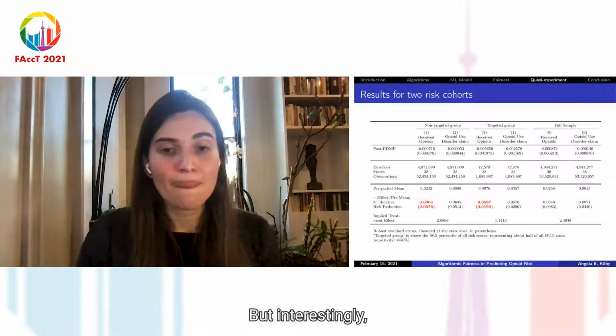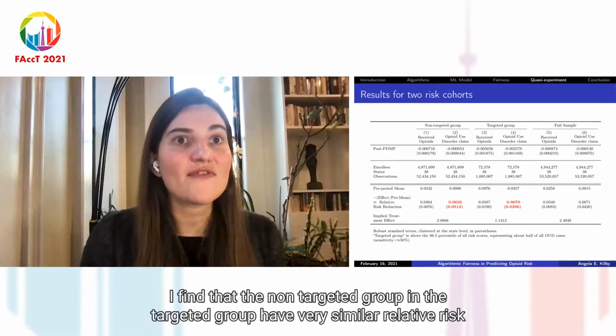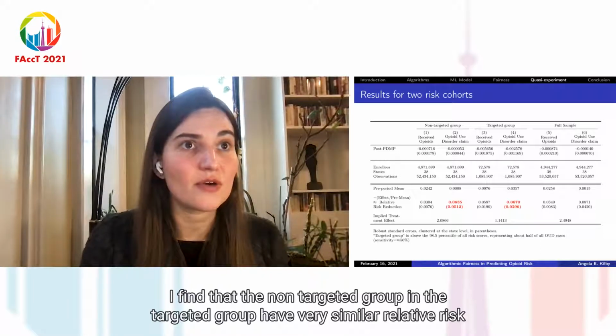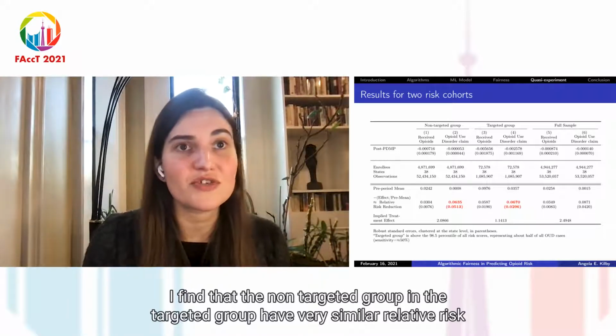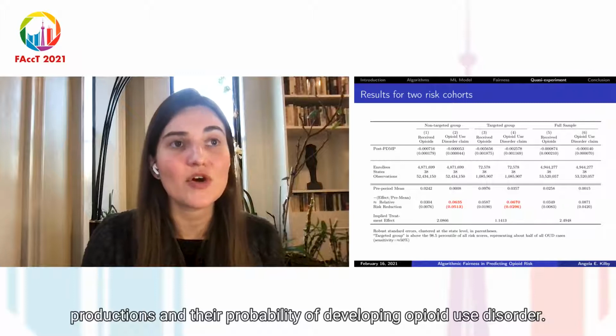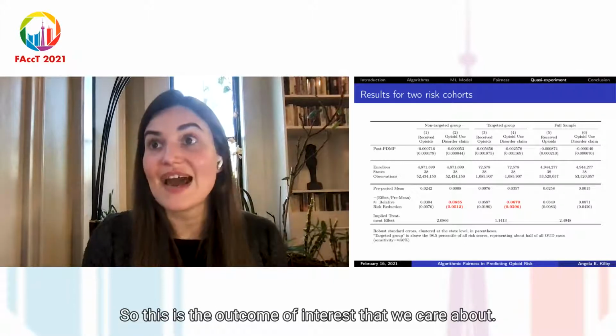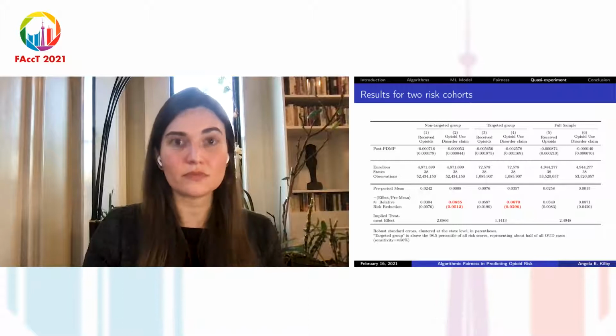But interestingly, I find that the non-targeted group and the targeted group have very similar relative risk reductions in their probability of developing opioid use disorder. So this is the outcome of interest that we care about.